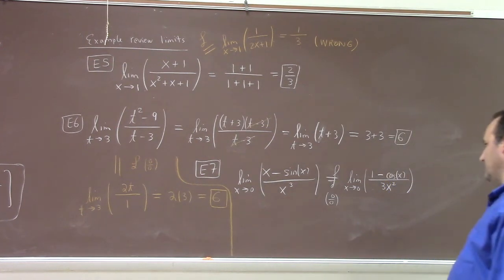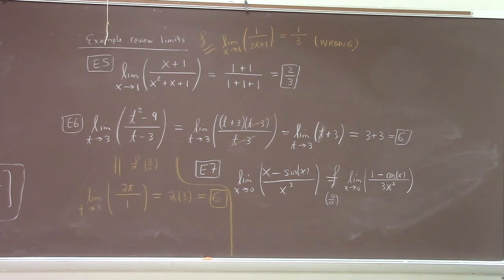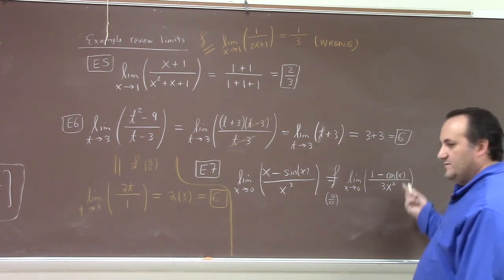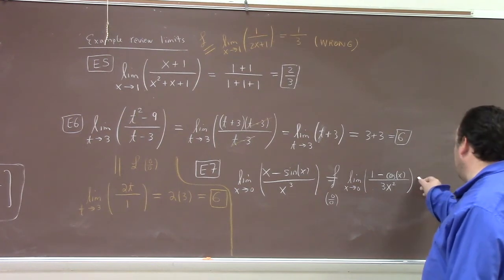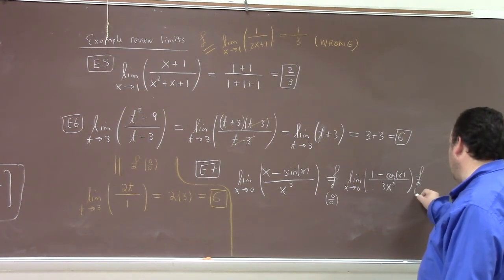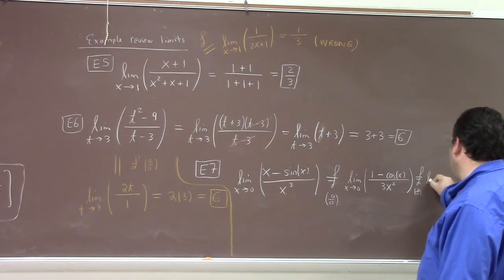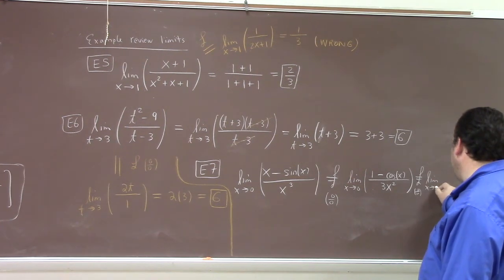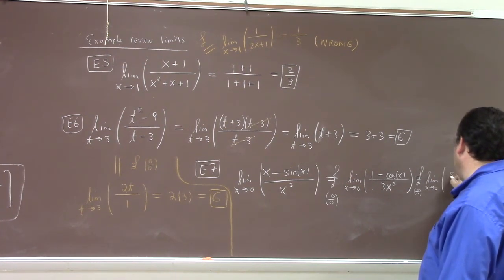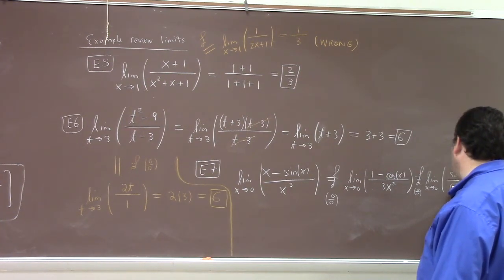All right, so then what is cosine of 0? It's 1. 1 minus 1, 0, right? Oh, look, it's still 0 over 0. It's still type 0 over 0, right? So I can apply L'Hopital's rule again. And what do I get? I get sine of x over 6x.